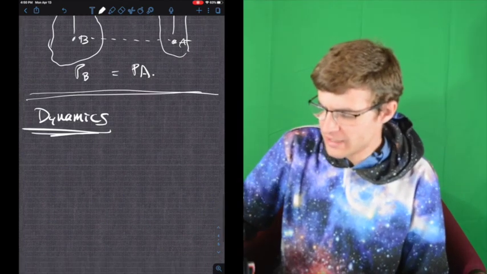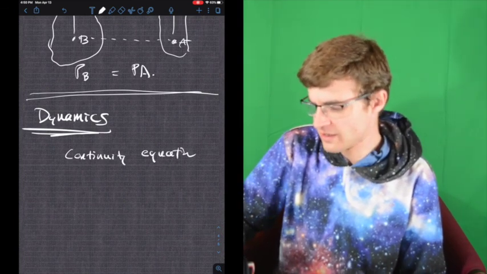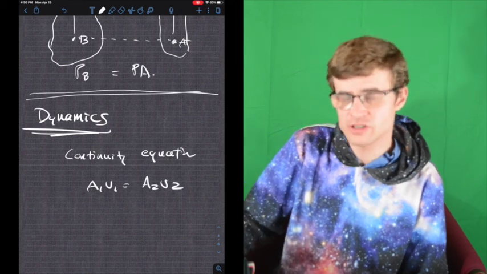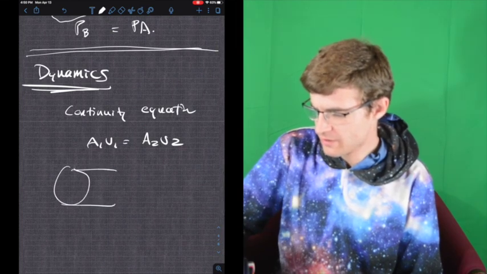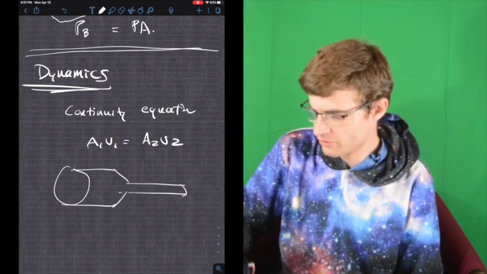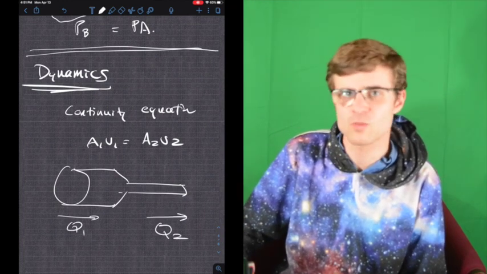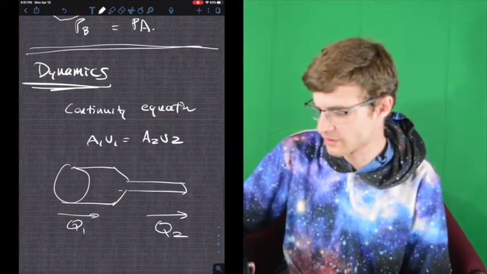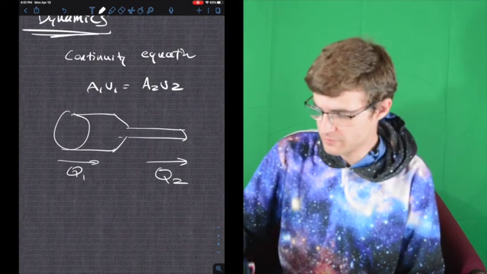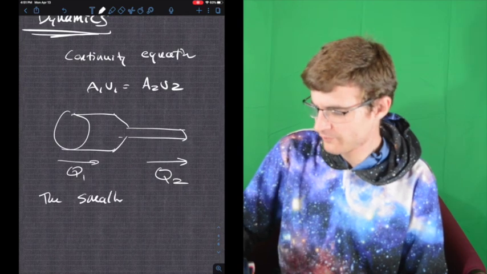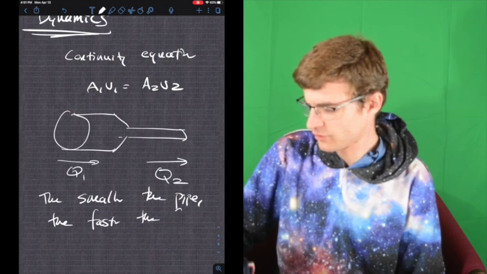So, fluid dynamics, the first thing we're going to talk about is the continuity equation. That's the one that says A1V1 is equal to A2V2, which is an important idea. It basically says that if I have a pipe and it gets narrower, the throughput Q has to be the same in both regions of the pipe. Otherwise, water would bunch up in the pipe, and that just doesn't happen. Water is incompressible for our class. So what that means is that the smaller the pipe, the faster the fluid velocity.